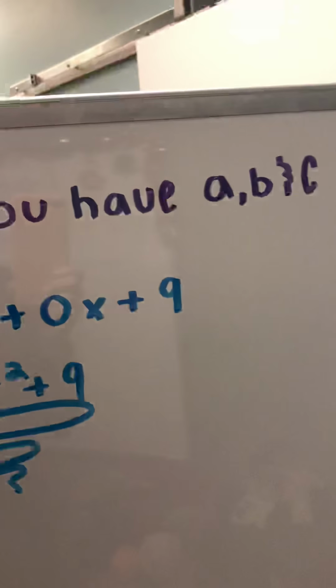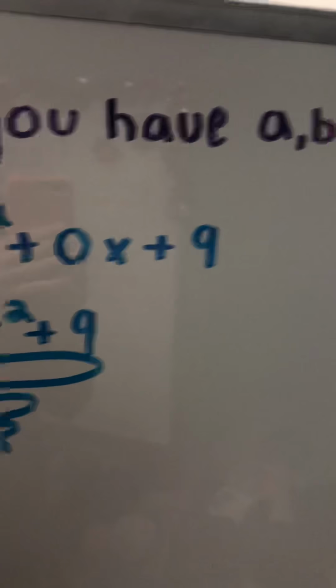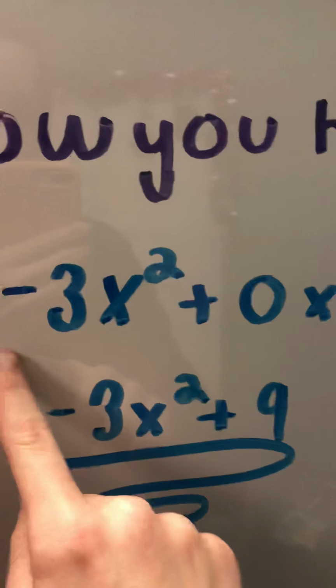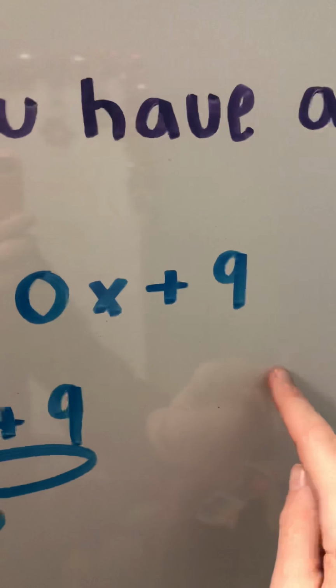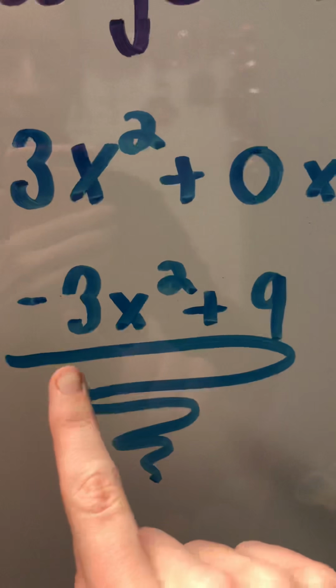Now you have a and b and c, so you create your quadratic. So it would be negative 3x squared plus 0x plus 9, so that simplifies to negative 3x squared plus 9.